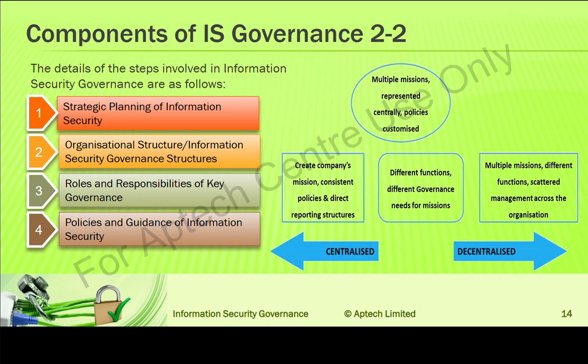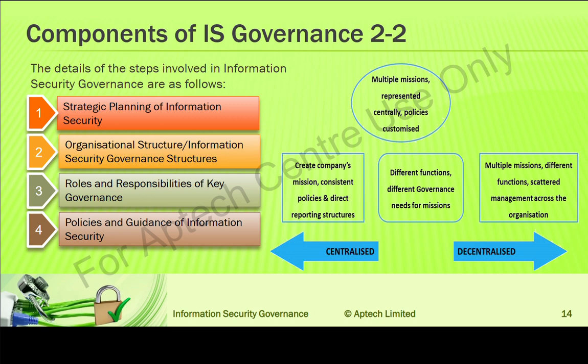And the roles and responsibilities of key governance members, each executive, their roles have to be defined, and their responsibilities have to be implemented there also. And we also have policy and guidance of information security. What are the policies? What is the guidance? What are the security policies? Now, we have centralized and decentralized.